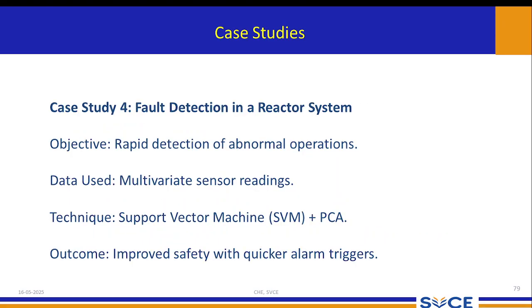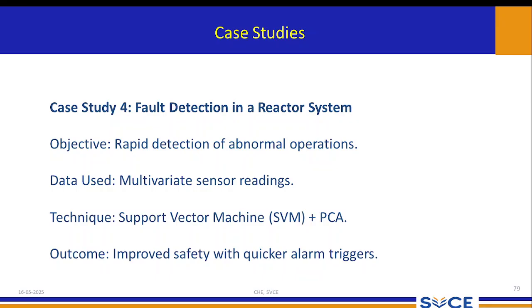So it's like a model predictive control. In model predictive control, you have a positive variation or negative variation. Accordingly, the data needs to be carried out so that it will be adjusted to get an optimized point. Coming to the fourth point, case study, that is fault detection in a reactor system.